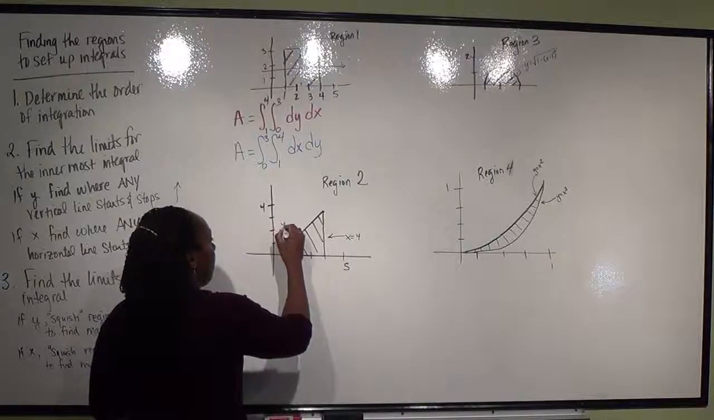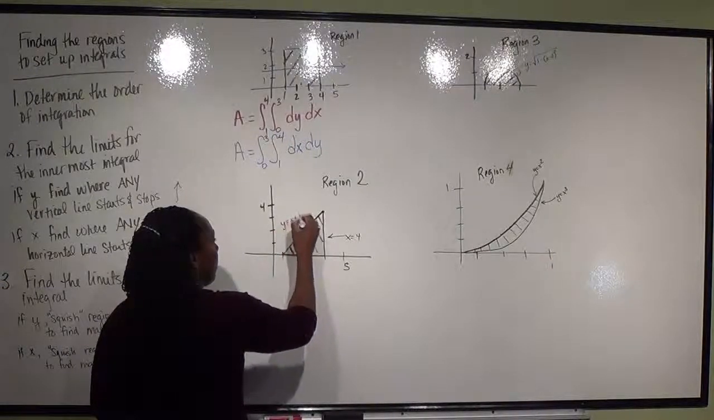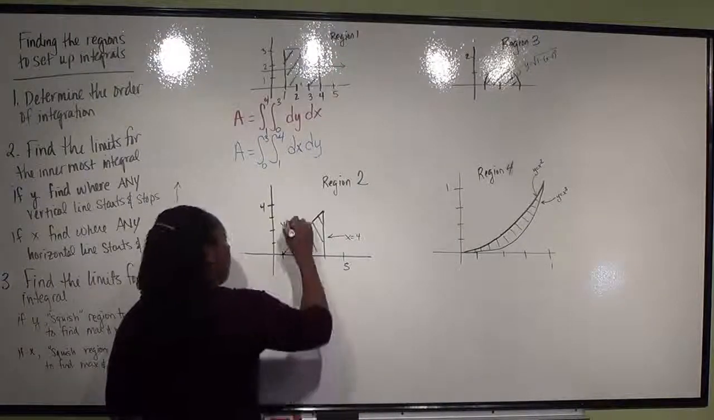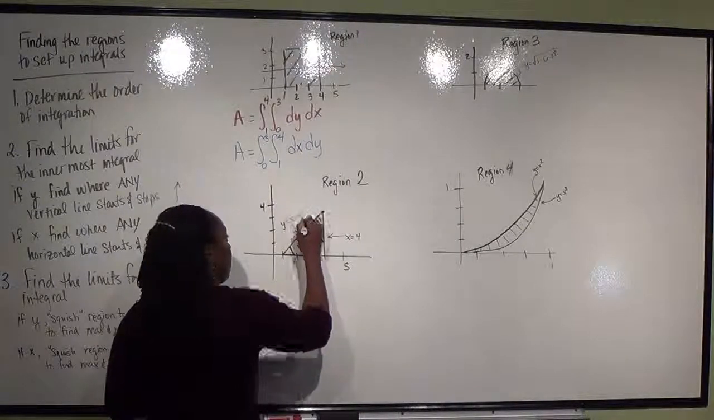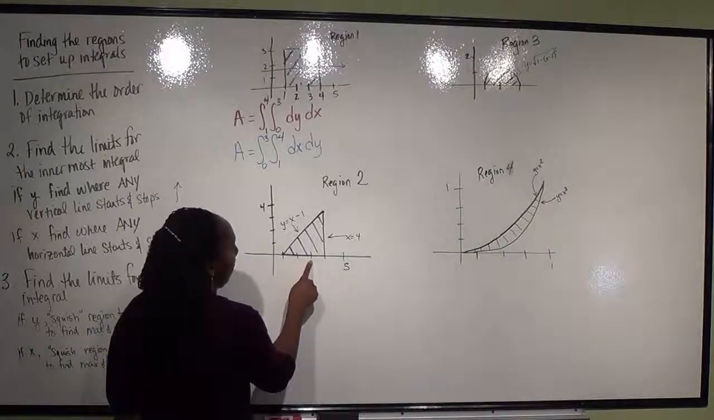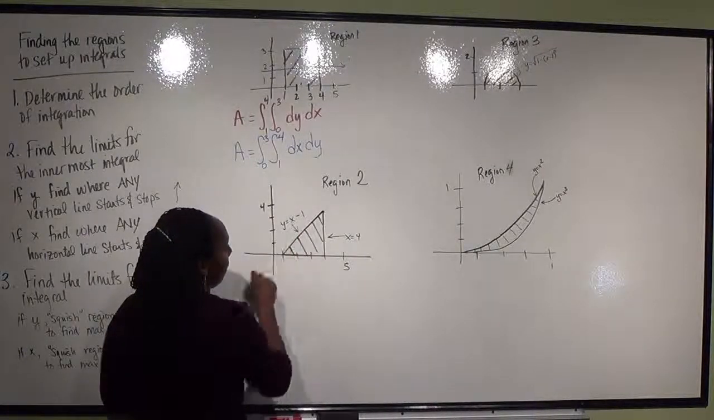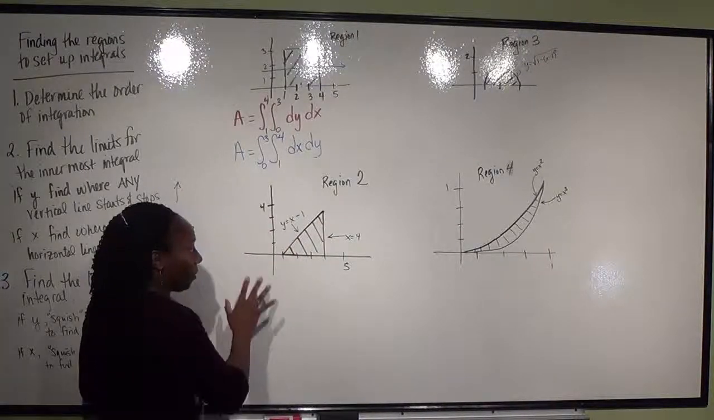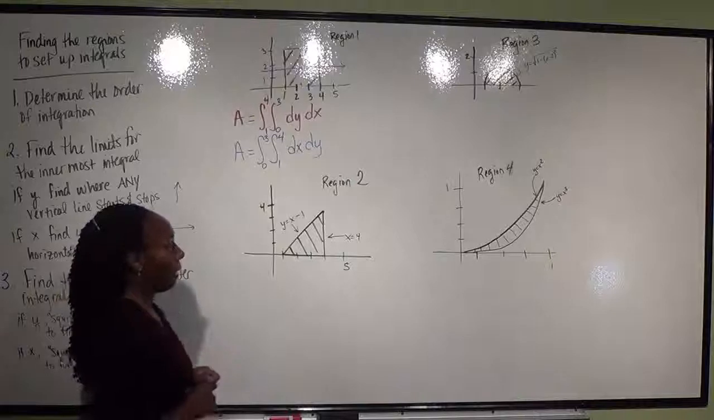So my y is going to equal positive x minus 1. And we can double check that. For example, if I plug in 3, I see I'm going to get a value of 2. If I plug in 4, I get a value of 3, and so forth. So there's my equation of my lines.